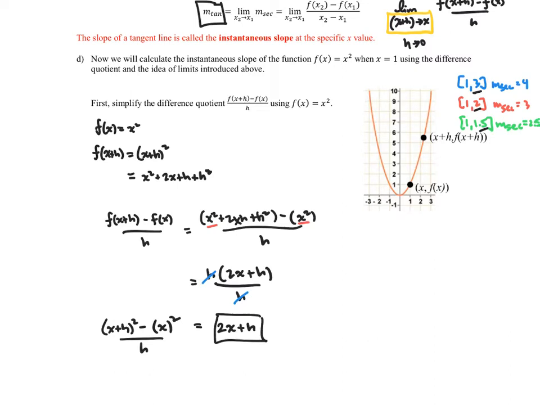Okay, so now if I wanted the instantaneous rate of change, so the slope of the tangent line, I would take the limit as h approaches 0, right? We said, or as x plus h approaches x. So as h approaches 0 of 2x plus h. Let's look at what that will do for us on the next slide.